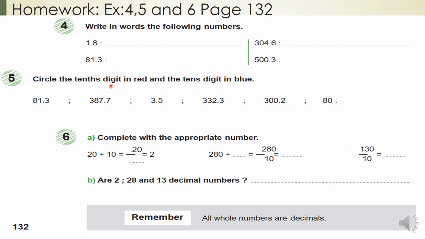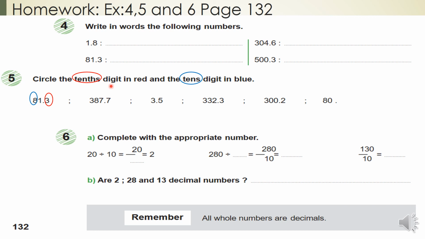Pay attention. I want to circle the tenth digit in red. For example, in the first one, the tenth digit is a 3 because it is the first digit after the point. And we have to circle the tens digit in blue. Where's the tens digit in the first example? The tens digit is the second digit before the point, which is the 8. Excellent. Pay attention. If I don't have a tens digit, I don't circle it.